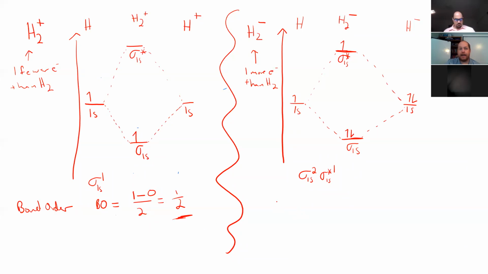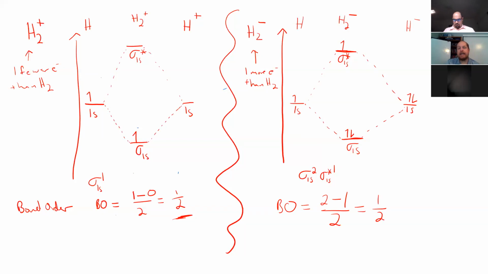Now, if you actually look at the bond order for H2 minus, well, that's going to be 2 electrons in bonding orbitals minus 1 electron in the anti-bonding orbital divided by 2. So that also gives you a bond order of 1/2.